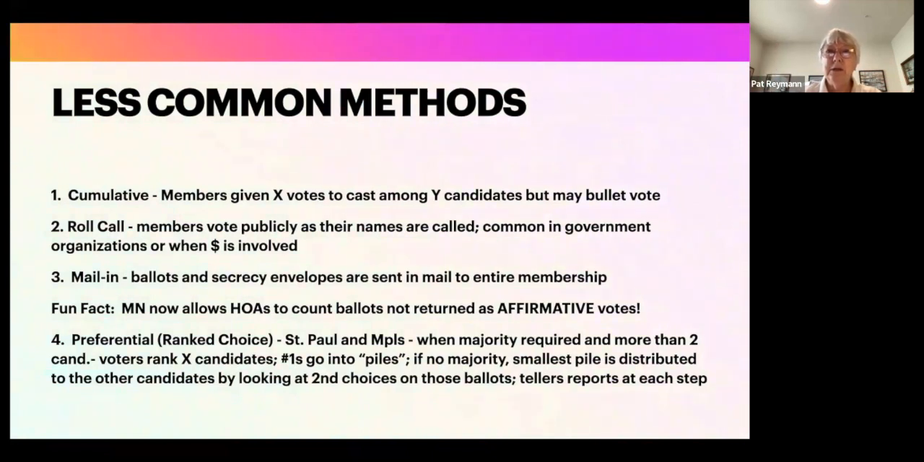So then you take the smallest pile and you look at what got ranked number 2 on those ballots. And that candidate has now kind of disappeared from the landscape. But now you take those ballots and look at the number 2s and distribute them onto the remaining piles. And then you count again, another teller's report, of how many were in this pile now and how many in that pile, and so on, all the way down.